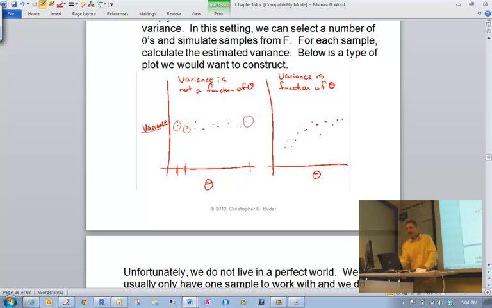And if what we see here is that generally speaking, the variance doesn't change a whole lot, then that says that our variance of T is not a function of theta. If, however, we see a plot that looks like this, where we see some kind of trend, then we know we have a variance that is not stable. It is a function of theta. It changes as theta changes. And again, this then can cause problems with respect to inference.